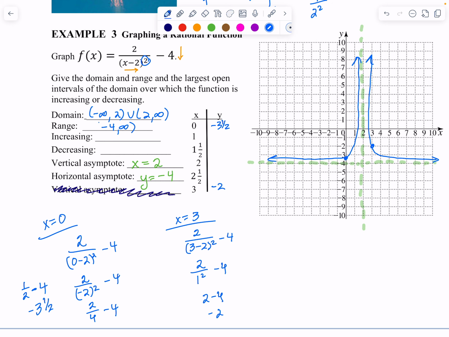All right, and then where is it increasing? On the left-hand side, right? On that side, it's going up. So from -infinity all the way to 2. Remember, we are talking our x-axis, our x values. So -infinity to 2 is increasing. And then it's decreasing from 2 to infinity. Notice it's coming down.